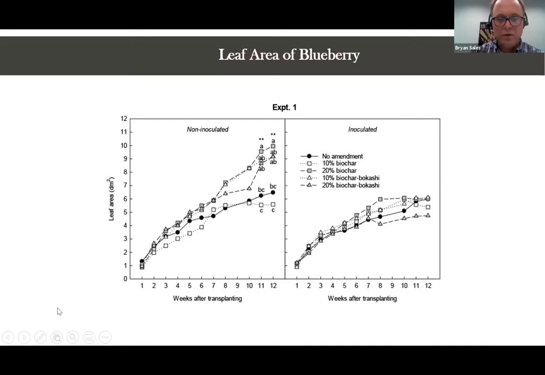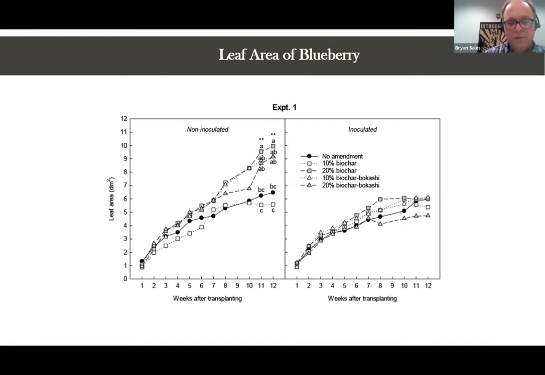Plants on the left were grown in disease-free soil, and the ones on the right were grown in soils that were inoculated with P. cinnamomi. Looking at left versus right side of this graph, you can see that the leaf area of the inoculated plants in all treatments were much lower than the plants grown in soils without the pathogen on the left. So this is our first sign that biochar did not suppress root rot.